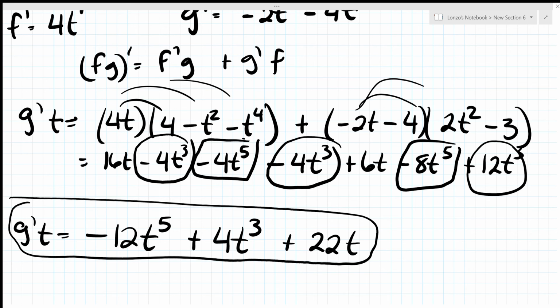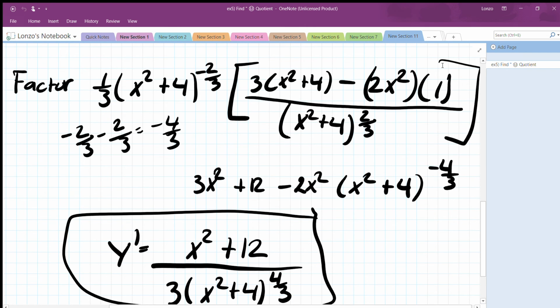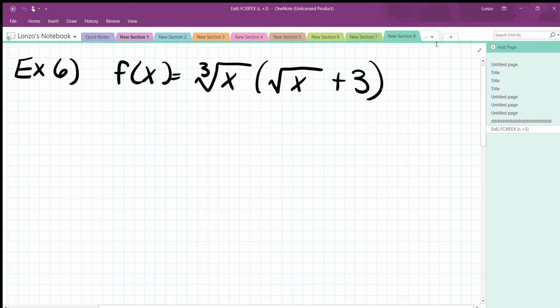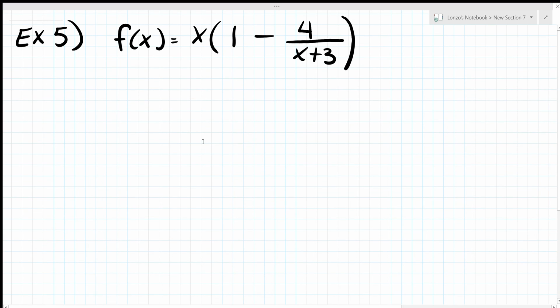Hurry this up. Let's do example 5. Oh no, which one? Yeah, here's example 5. So let's see.